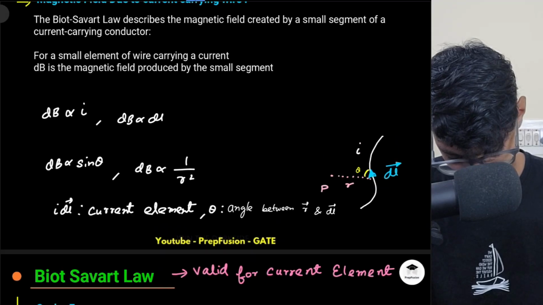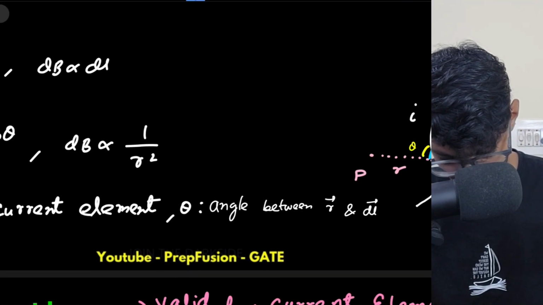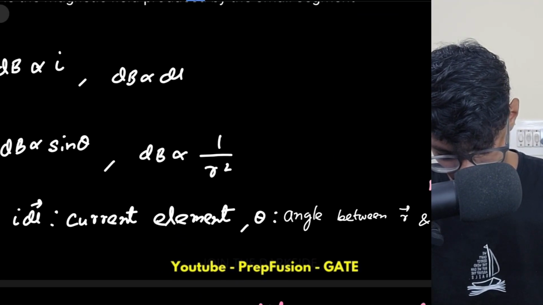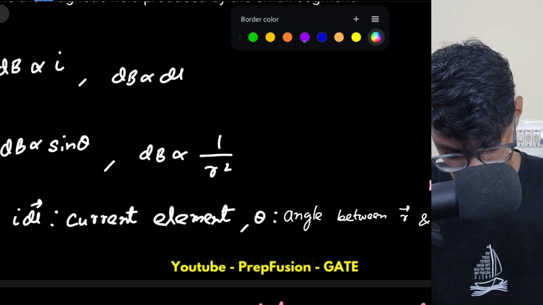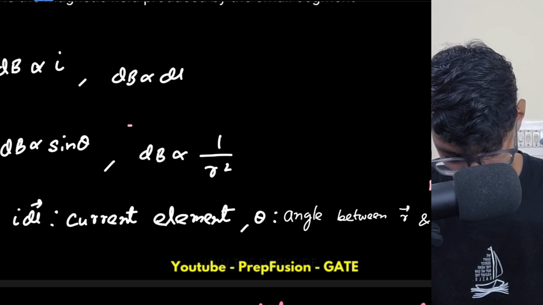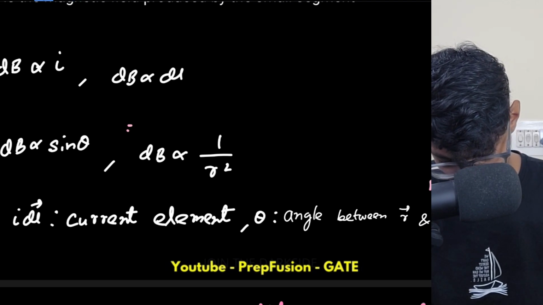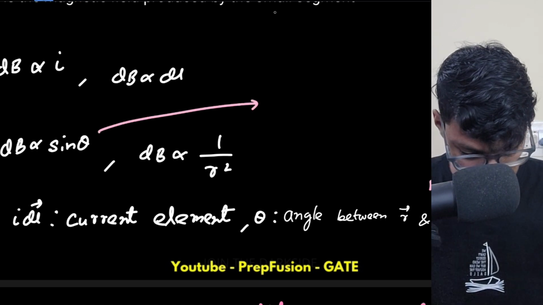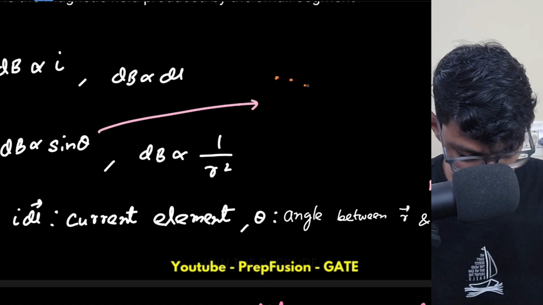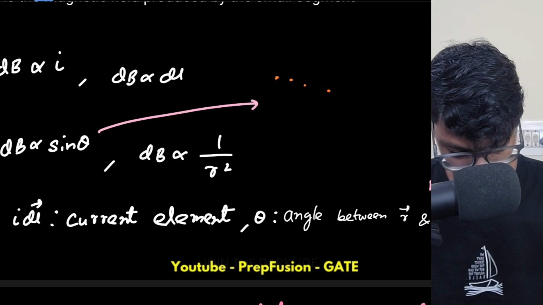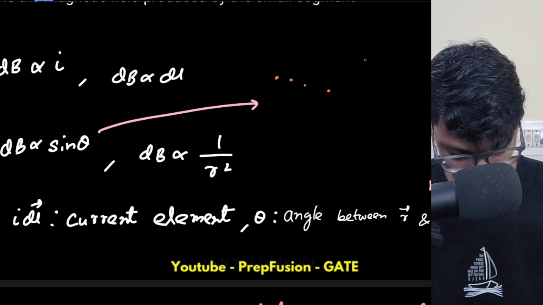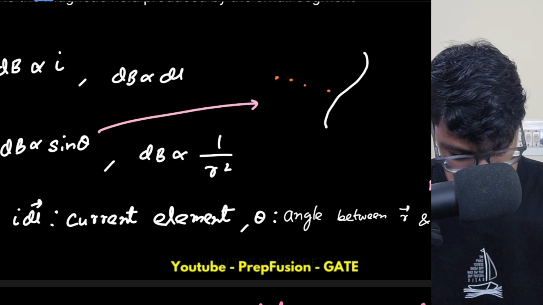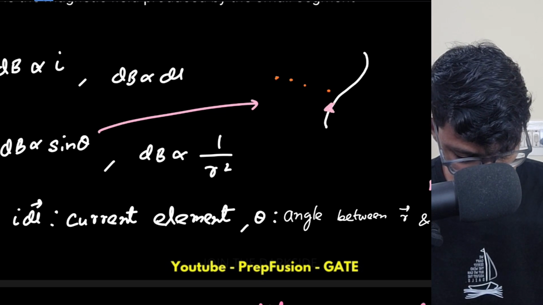Just right here. Why is there a sin theta? I'll just explain it a bit. Here I have a point P, and this is a wire, and this is the current direction, right?